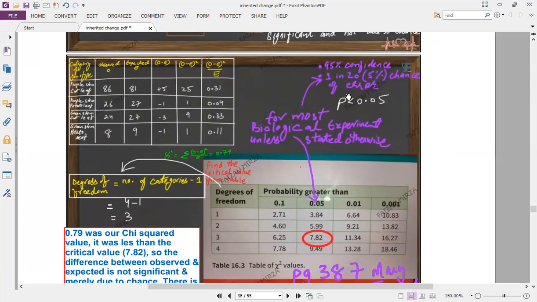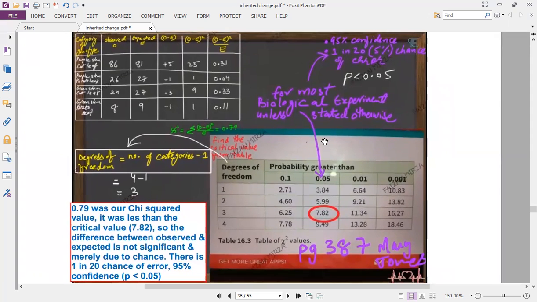So whatever your conclusion from this experiment, whether you state that the difference is significant or you say the difference between observed and expected is not significant, you are giving the answer with 95% confidence. You are leaving a 5% chance of error, a 1 in 20 chance of error. What do you mean by 1 in 20 chance of error? If you repeat the experiment, for example, 20 times, in 19 of those 20 times you'll get the same outcome.